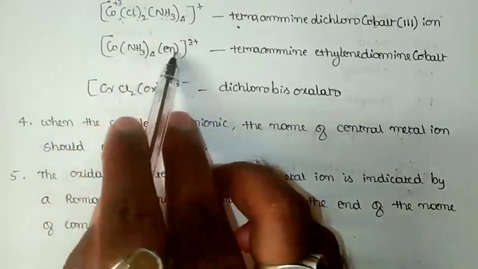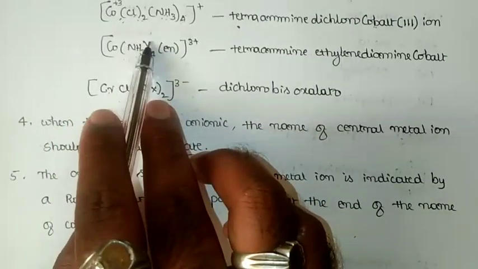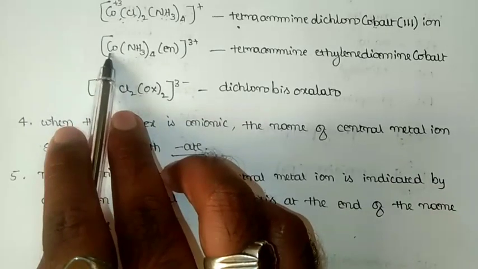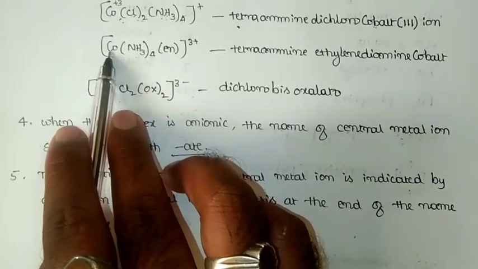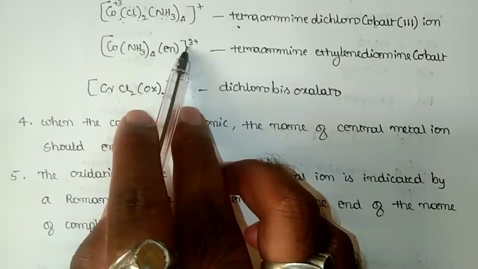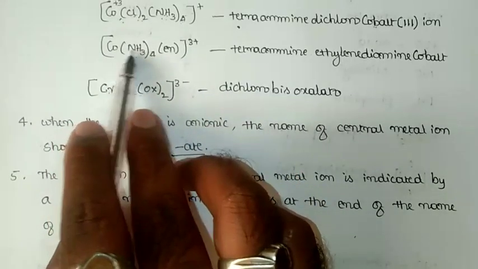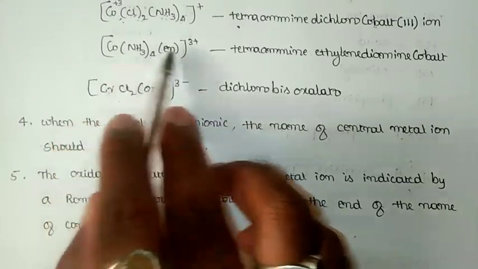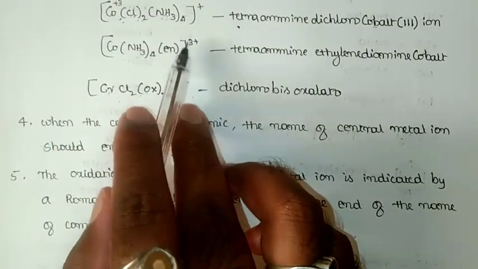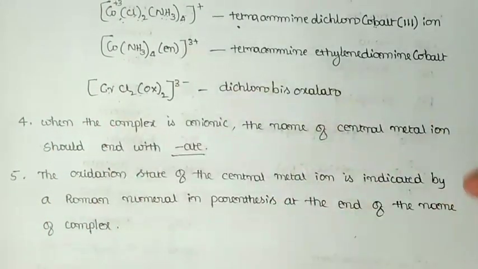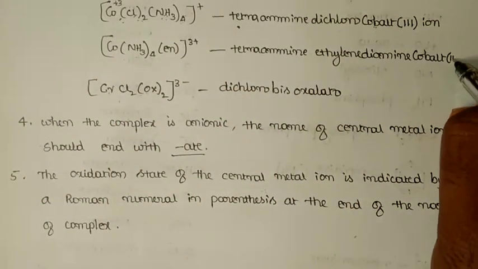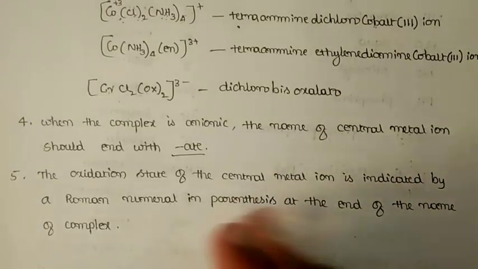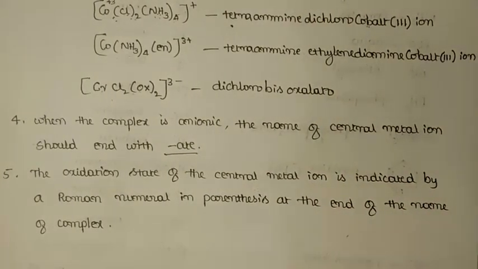So that means when all the ligands are neutral, then the oxidation state of the central metal ion will be equal to the charge present on the complex. Here NH3 and en are both neutral ligands only, so the oxidation state of cobalt will be equal to the charge present on the complex, that is 3+. So again cobalt 3, and once again no ionic sphere is there, so we should mention it as ion.